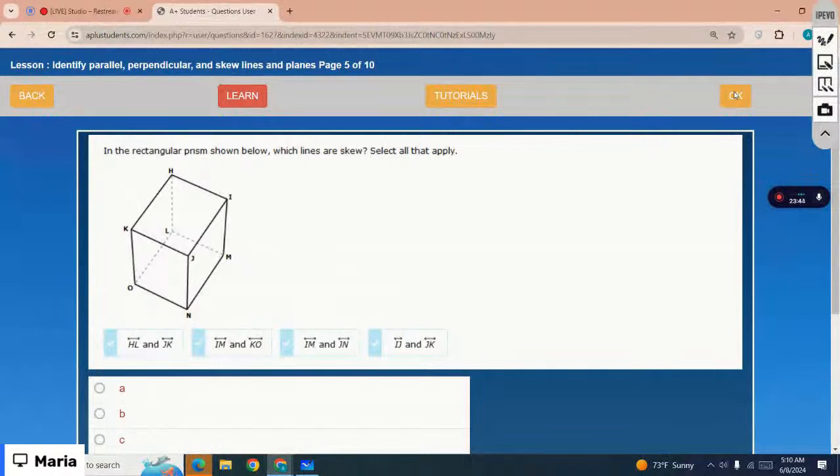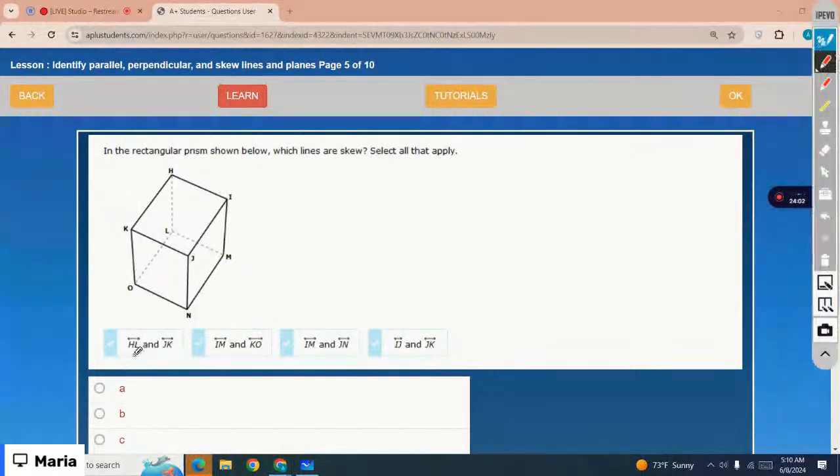In the rectangular prism shown below, which lines are skew? Okay, so let's just see which of them are skew. HL and JK are parallel lines. IM and KO are parallel. IM and JN are parallel.